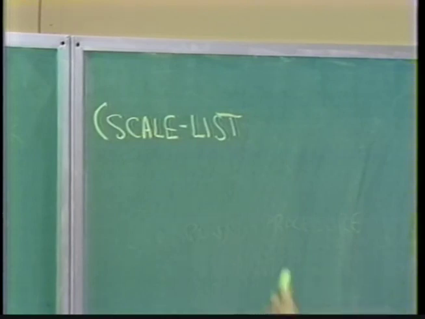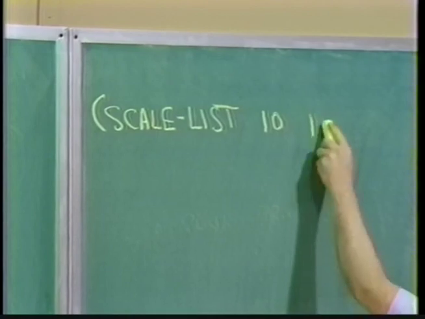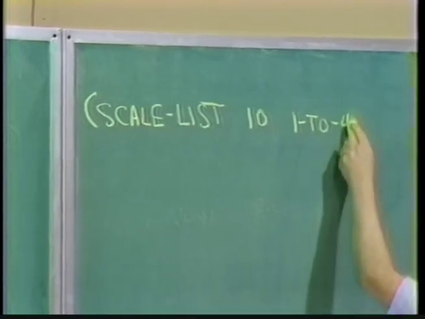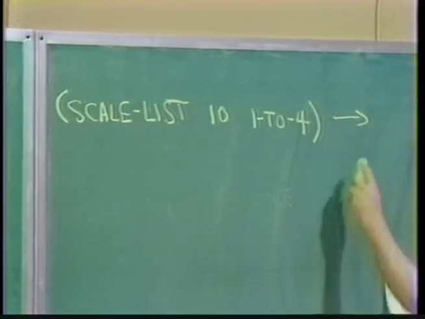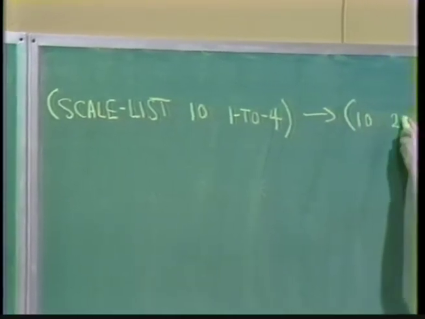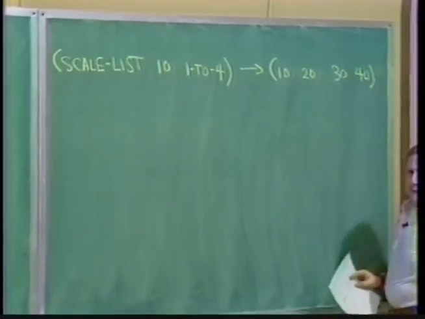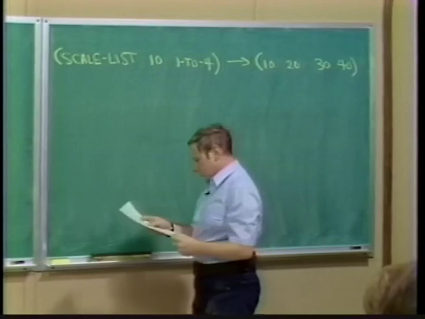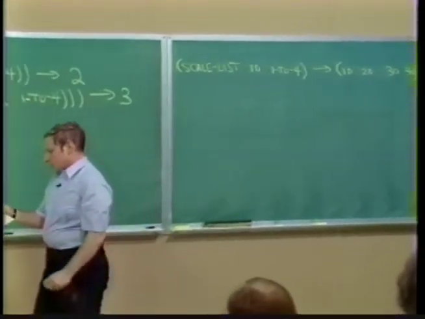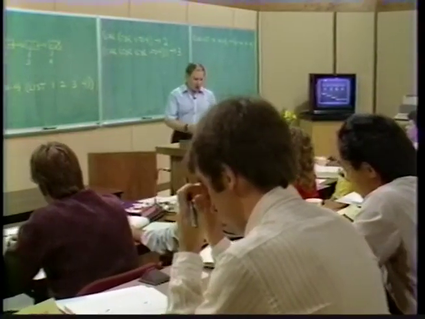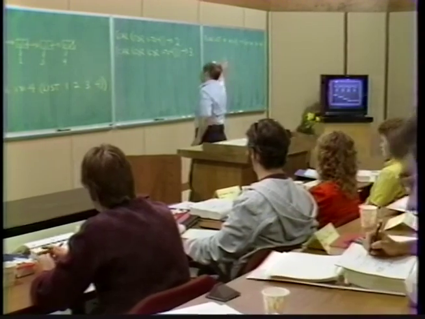And scale list, I might say, I want to scale by 10 the entire list 1 to 4. And that would return for me the list 10, 20, 30, 40. Right, so it returns the list. And well, you can see that there's going to be some kind of recursive strategy for doing that. How would I actually write that procedure?